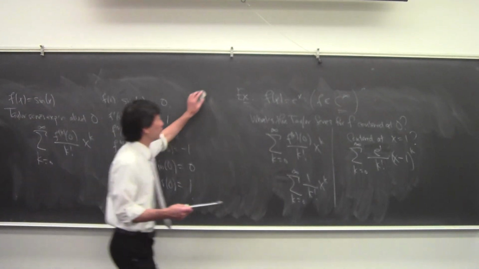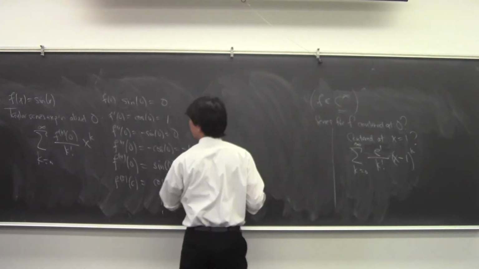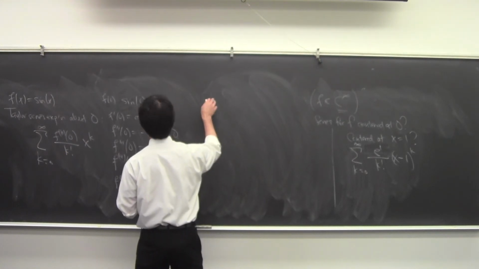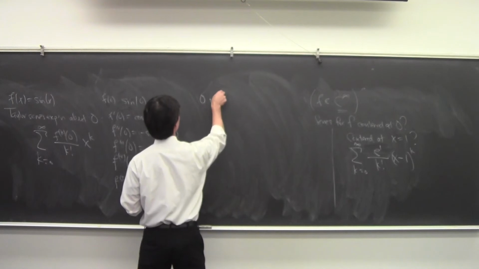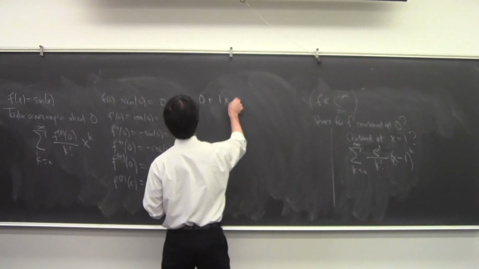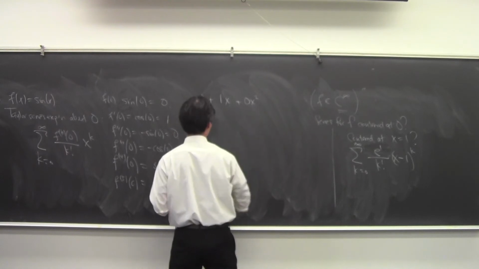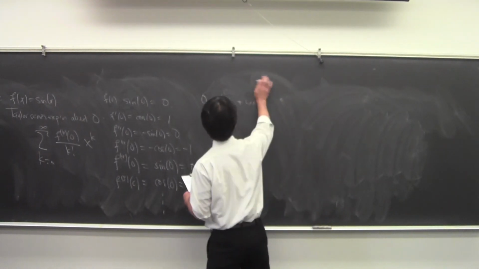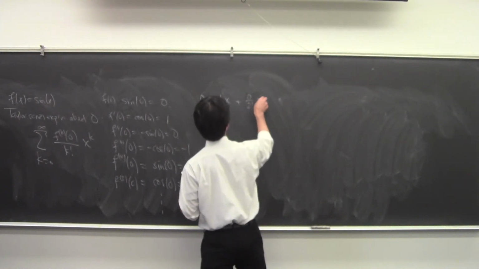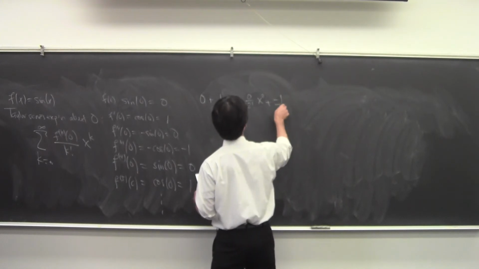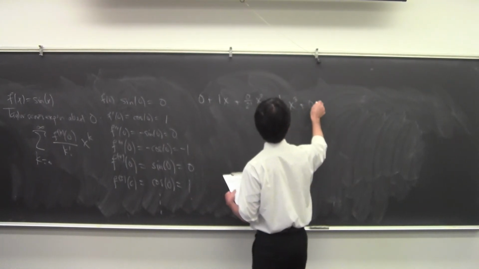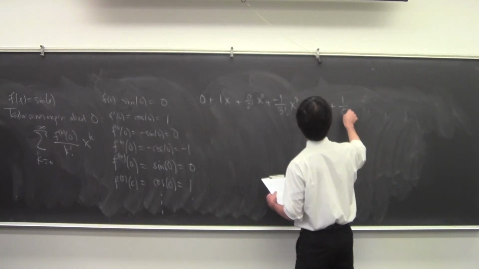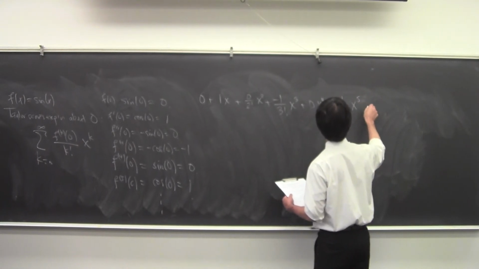So what does the series look like? It's going to be 0 plus 1x plus 0 over 2 factorial x squared plus negative 1 over 3 factorial x cubed plus 0 x to the 4 plus 1 over 5 factorial x to the 5, etc.